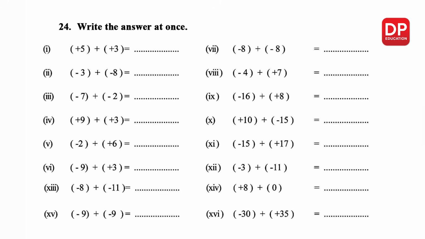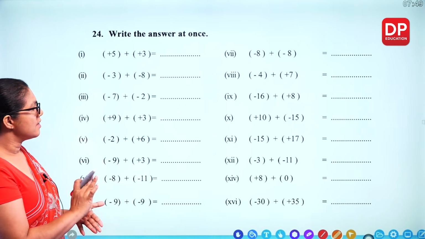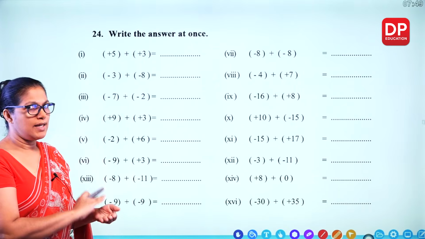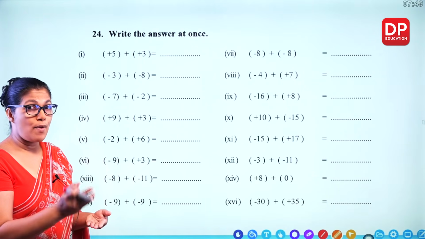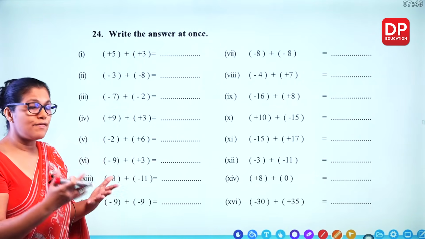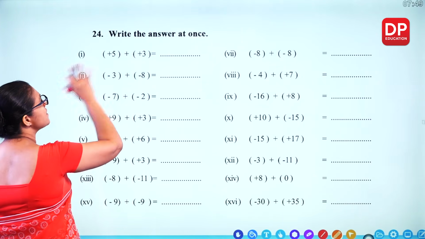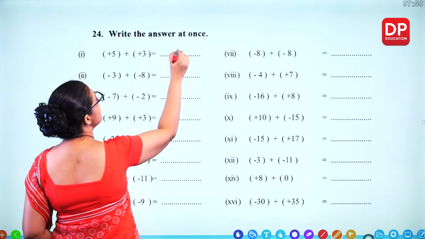Write the answer at once. Now you can do. So this is combination. When you get same sign, you add, even if it's negative or positive. When you get different signs, you take the difference. That's the basic idea. Plus 5 plus 3, both positive. Add it.